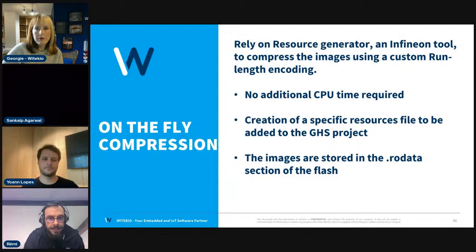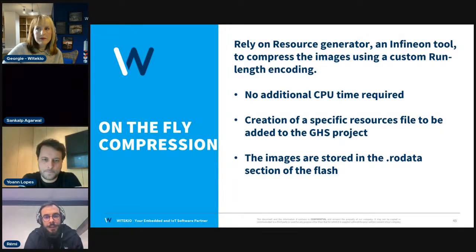All right, the on-the-fly compression. This one is another approach, based on a tool provided by Infineon. It will compress all your images using a custom run length encoding. The main benefit is that you don't need any more CPU time. Afterwards, there are two main things you need to do: create the resource file and add it to your Green Hills project, and also, you will have all the images stored in the raw data section of the Flash.